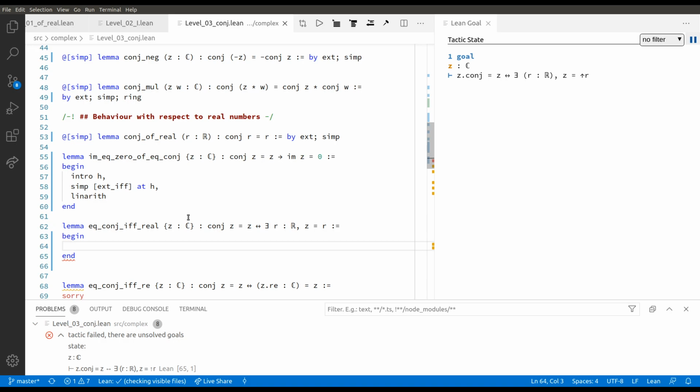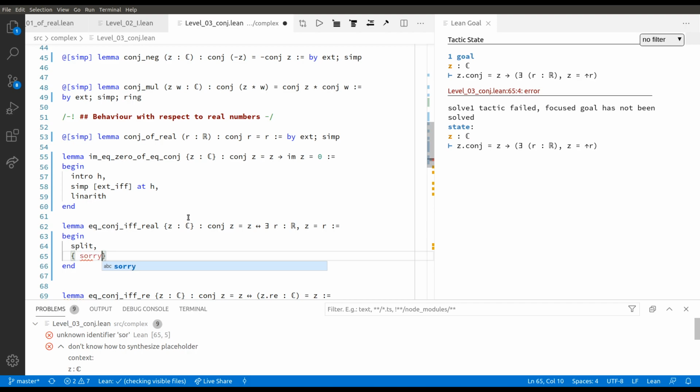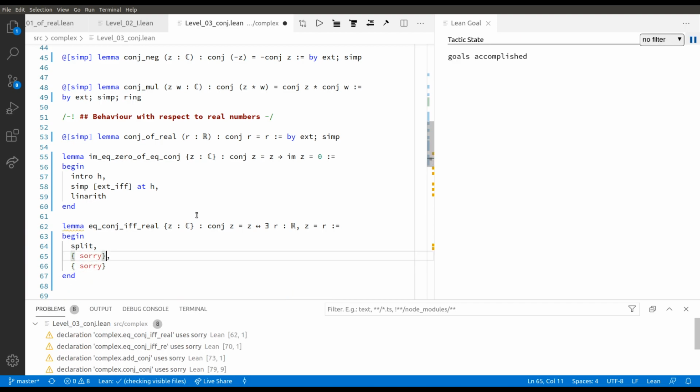Right. A complex number is its own conjugate if and only if there exists a real number such that it's that real number. My guess is we need to split this. And so now we've got two goals there, and I'll put them into two different square brackets here. So now what's going on here? If the conjugate of Z is Z, then there's a real number such that Z is that real number. So intro H.